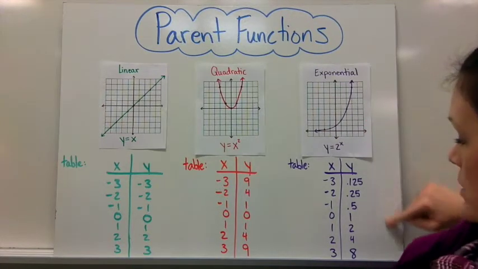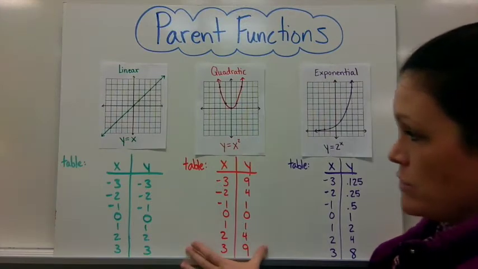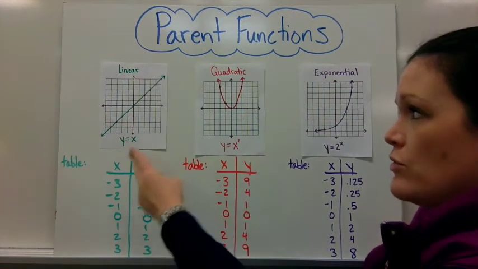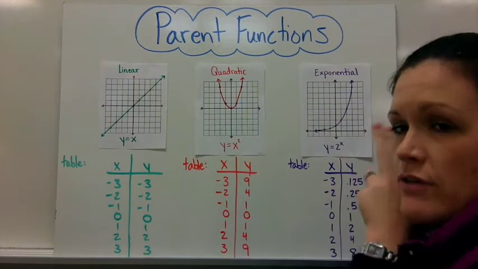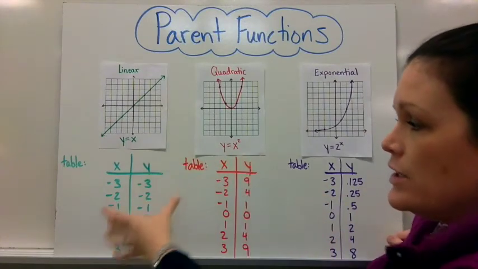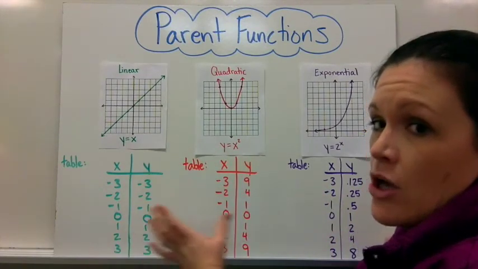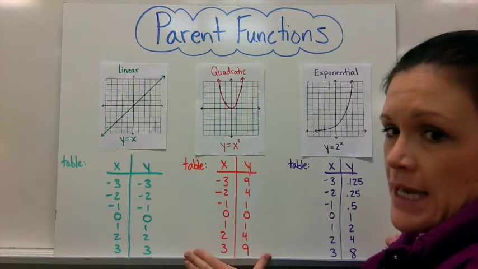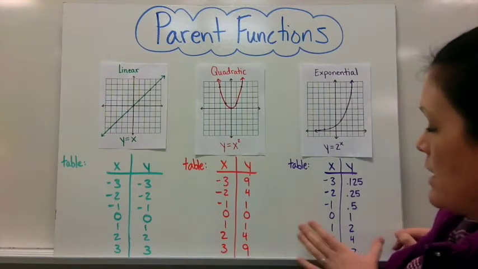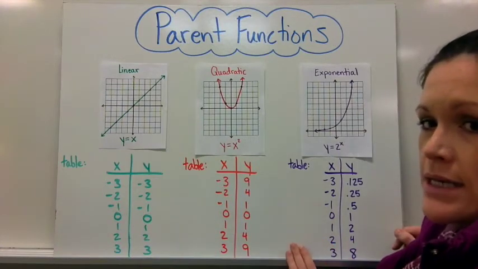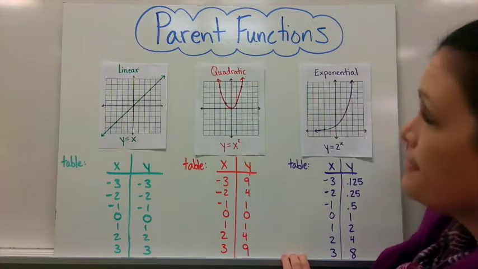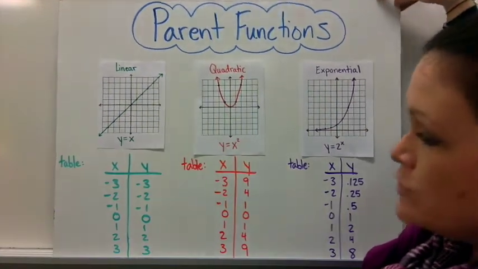So we can just compare all of the tables. Write this in your notes, and you need to sketch each graph, so you have a basic idea of what a linear function behaves and looks like, what a quadratic function behaves and looks like, and what an exponential function behaves and looks like in their most basic form. Now let's look at a few examples.